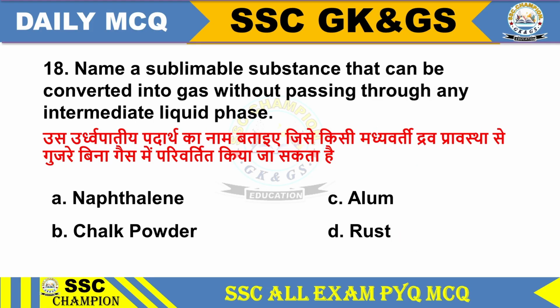Question 18. Name the sublimable substance that can be converted into gas without passing through any intermediate liquid phase. Option A: naphthalene, option B: chalk powder, option C: alum, option D: rust. Right answer: naphthalene. Naphthalene is the substance that can be converted into gas without passing through any intermediate liquid phase.